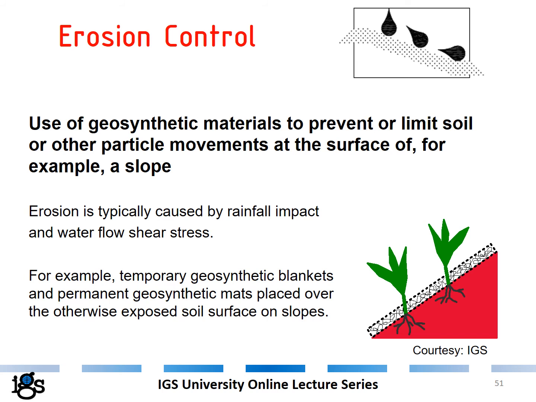Erosion is typically caused by rainfall impact and water flow shear stress. For example, temporary geosynthetics or permanent geosynthetic mats placed over the otherwise exposed soil surface on a slope can prevent erosion. And these mats typically help plants to grow and stabilize the slope against erosion.